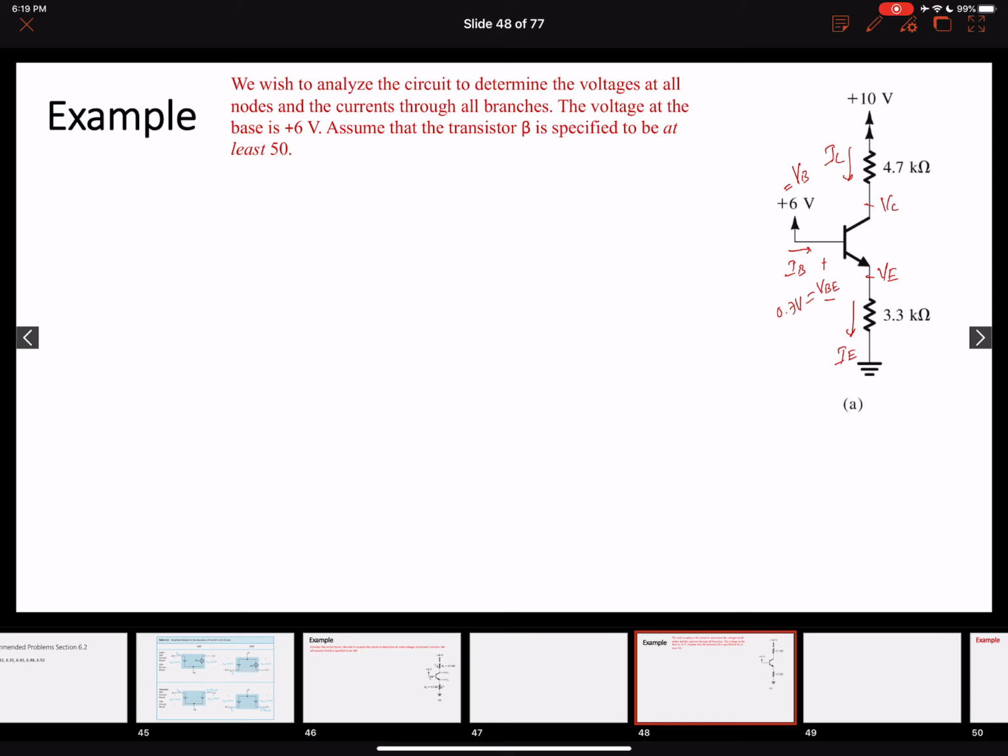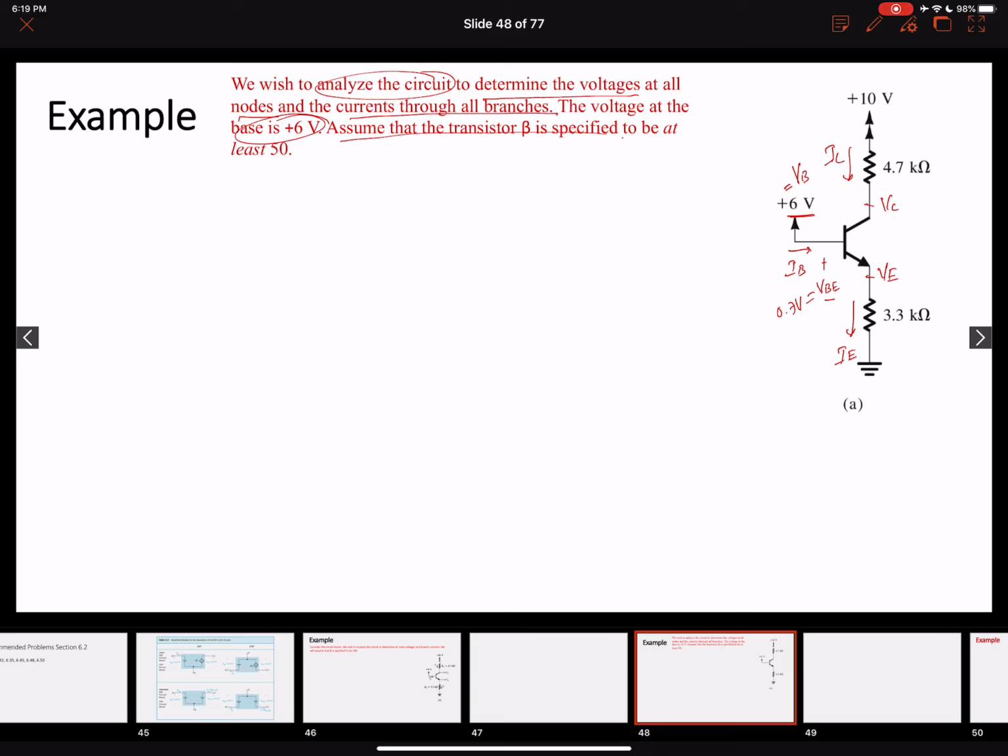Okay, so we're going to start exactly the same way. We want to analyze the circuit. We want to determine all the node voltages and the current flowing through all the branches. The base voltage is 6 volts, which is given. Another assumption given is that the transistor beta is specified to be at least 50. So this is another parameter that is given to us. Okay, now let's solve the circuit.